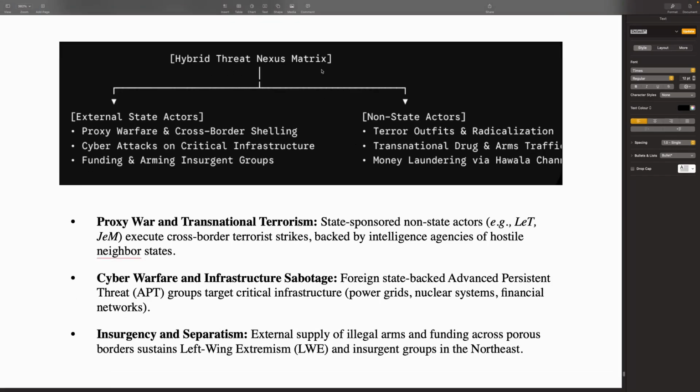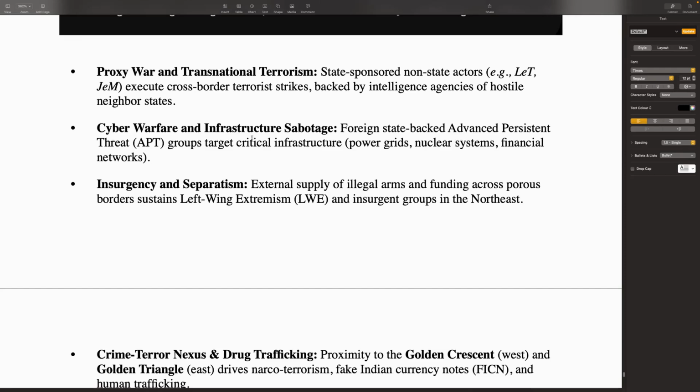Hybrid threat nexus matrix. External state actors, non-state actors. You can go through this. This is like transnational drug and arms trafficking, money laundering via hawala channels. Proxy war and transnational terrorism. State-sponsored non-state actors. Example: LeT, JeM, Jaish-e-Mohammed. LeT is Lashkar-e-Taiba. They execute cross-border terrorist strikes backed by intelligence agencies of hostile neighbor states.